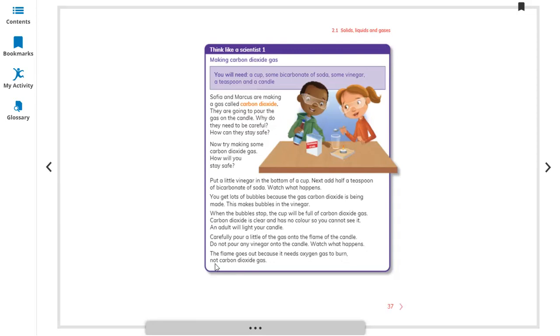Carbon dioxide, you can say, stops the fire, stops the candle. Why? Fire needs oxygen to burn. Fire needs what? Oxygen to burn. But carbon dioxide is the opposite of oxygen, so it stops the burning.